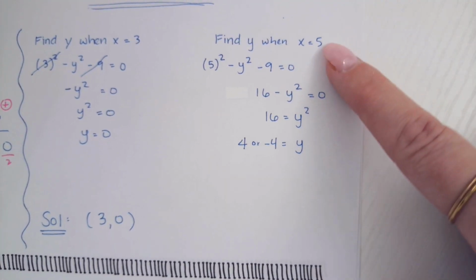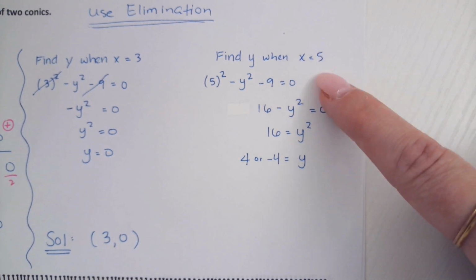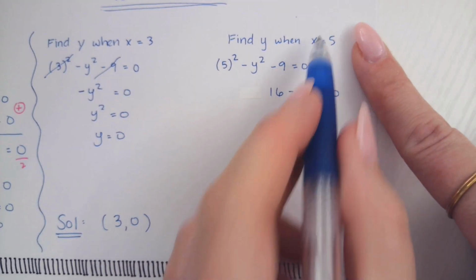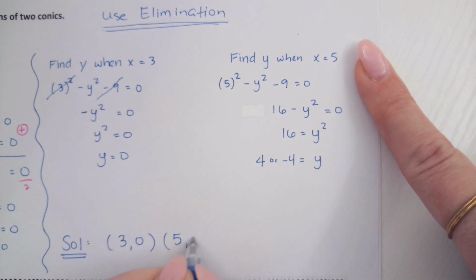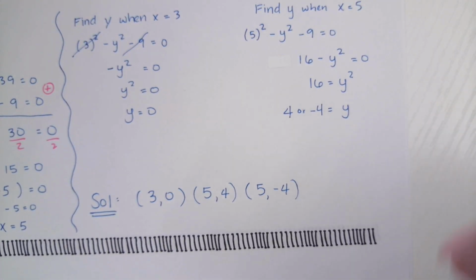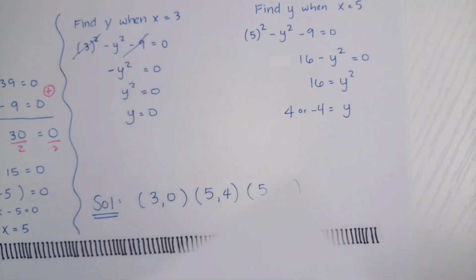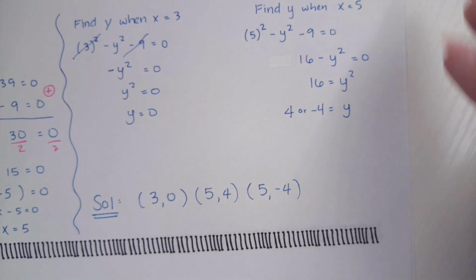So this one x value gave us how many solutions? This one gave us 2, so we'll have 3 total. We'll write 5, 4, and 5, negative 4. So there are all 3 of them. Obviously not in this case, because this one was a hyperbola and a circle, but in some way, shape, or form, you'll get 3 solutions.